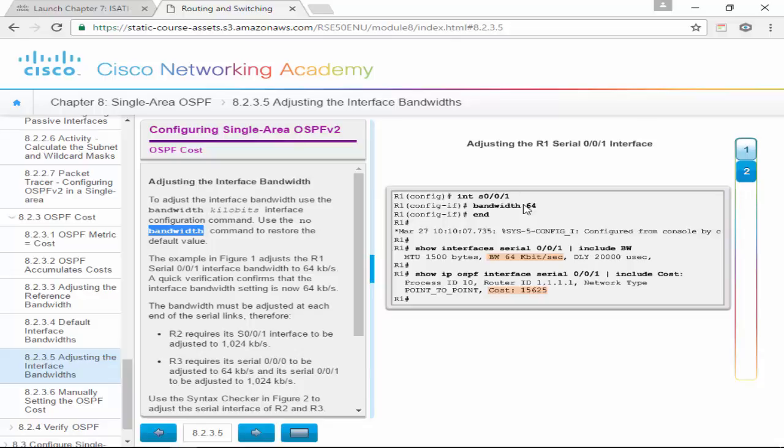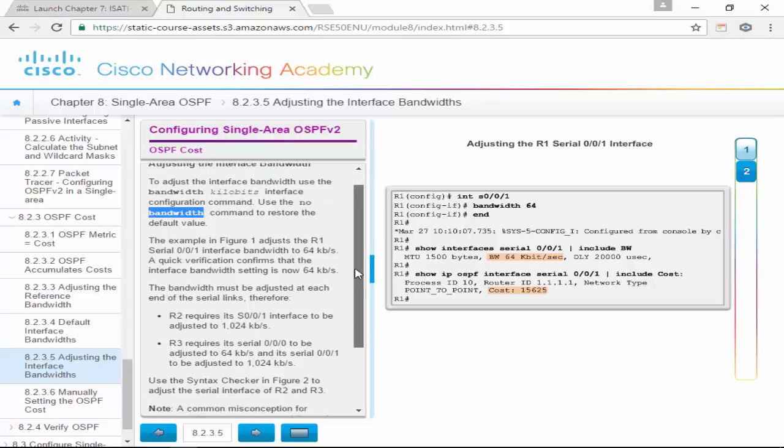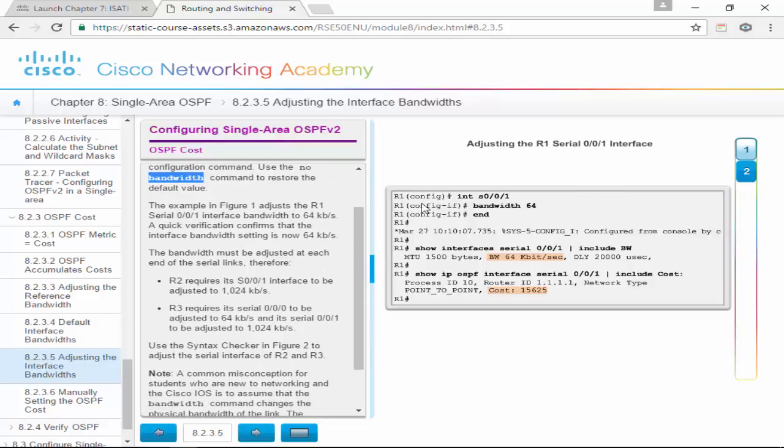The speed command sets the speed of the interface. Bandwidth is purely for EIGRP or OSPF to calculate a metric based on cost, or they both use bandwidth. One uses bandwidth and delay, one just uses bandwidth. And so that's what the bandwidth command is for, so that the metric is calculated right, not a speed. It does not change the speed of an interface.